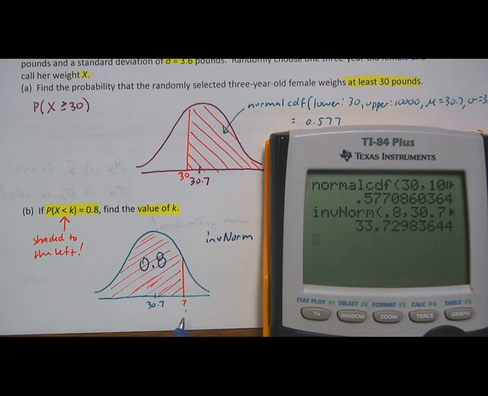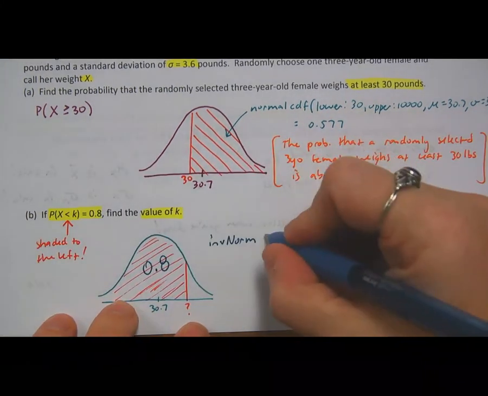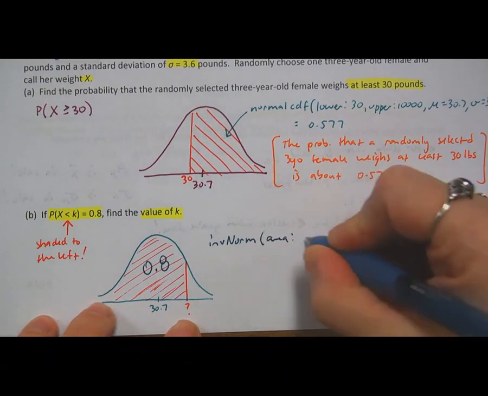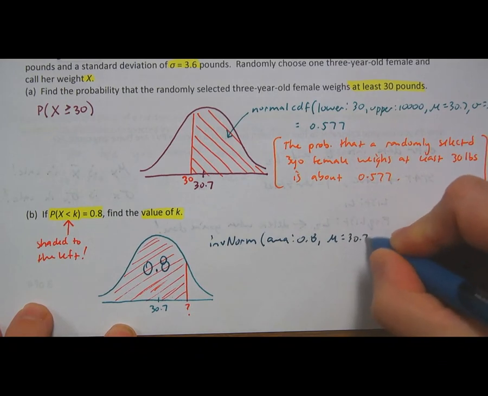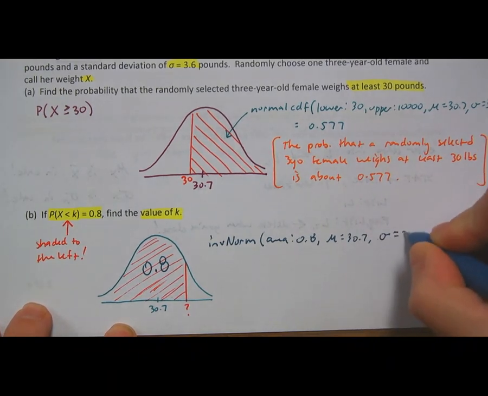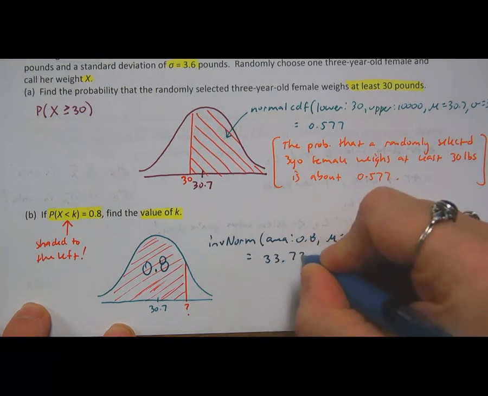So what we just found is the weight at the 80th percentile, if you want to think of it that way. K is 33.73. Area is 0.8. The mean is 30.7. The standard deviation is 3.6. And we get 33.73 pounds.